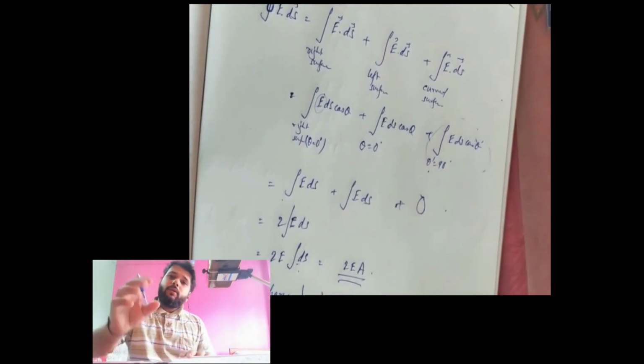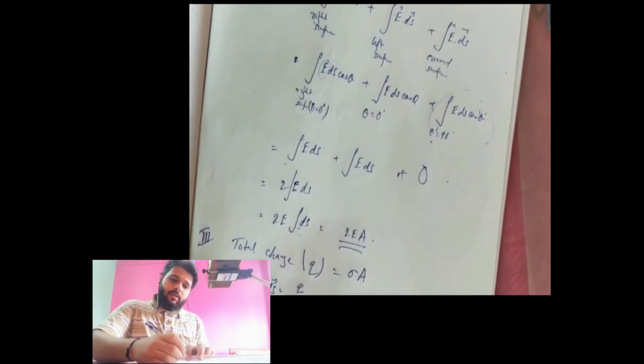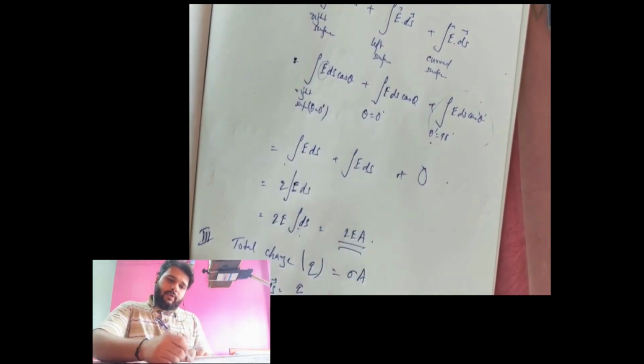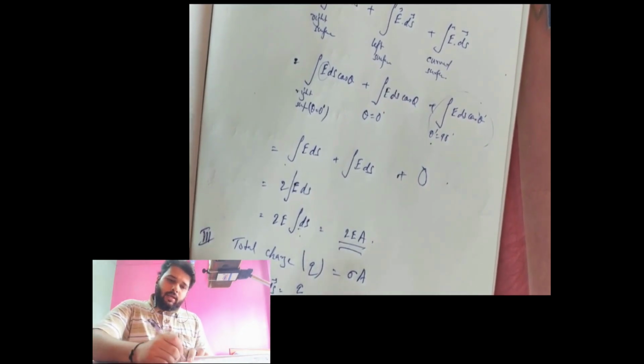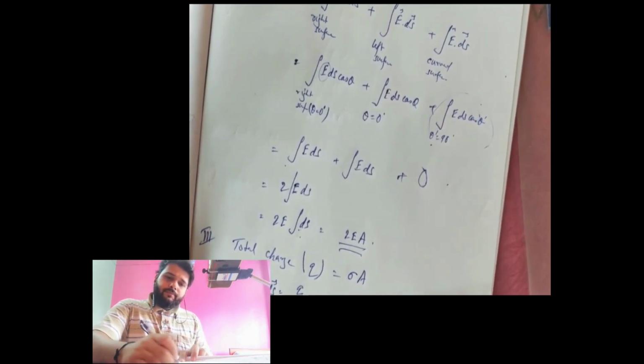Next, in the fourth step, we are going to put these values into Gauss's theorem. First of all, I write Gauss's theorem: closed integral of E dot ds is equal to q by epsilon naught. We have already calculated in step 2 the value of the closed integral of E dot ds, which is 2E into A, and here it is 1 by epsilon naught, and the total charge q we calculated as sigma A. So here A and A will get cancelled. We send this 2 to the other side. It will be E is equal to sigma by 2 epsilon naught.